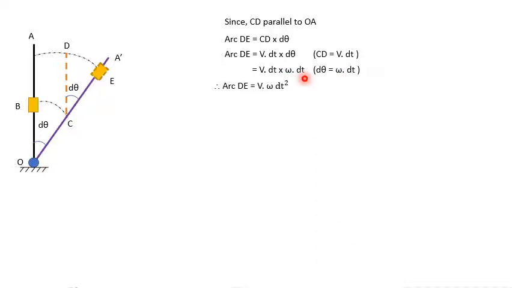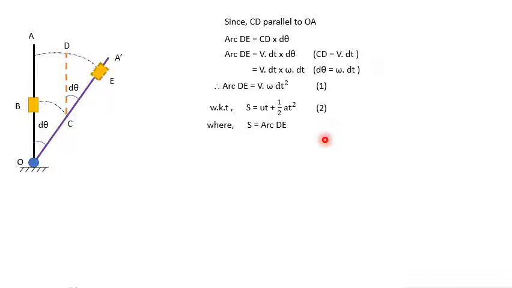So now what happens? This equation becomes V into omega into dt square, because here we have dt and dt. Call this equation number 1. And we know the motion equation S is equal to ut plus half at square. Here S represents the displacement, u represents the velocity, whereas a represents the acceleration, the change of displacement with respect to time. Call this equation number 2.